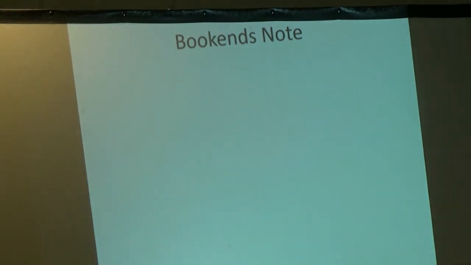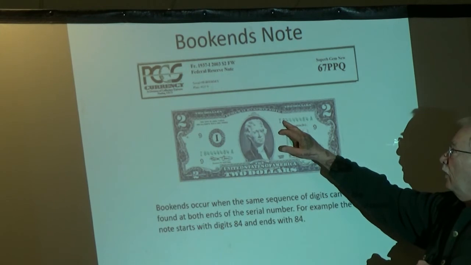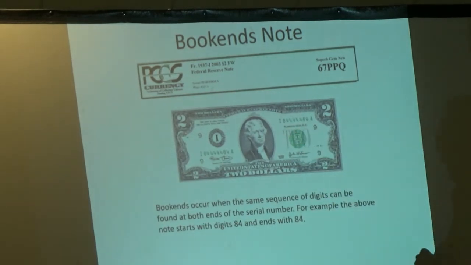Bookend notes. Bookend notes, you have a sequence of digits that are the same at the beginning and the end. For example, here you have 8-4, 8-4. And again, there's a lot of different notes. I never looked at serial numbers when I started doing this. Now I start looking at all my $1 bills. So it's kind of interesting, but that's a bookend, just like you would have a bookend for your books at home.